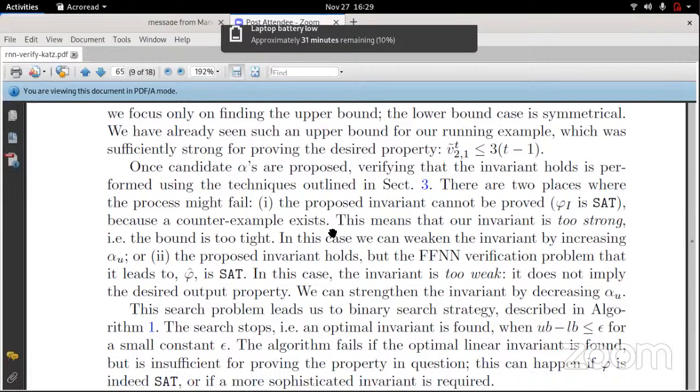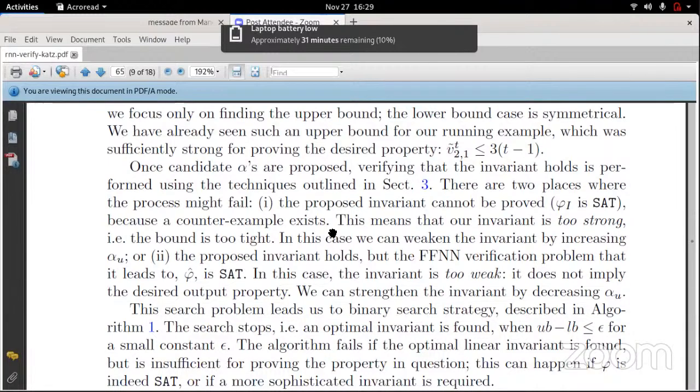It's unlikely that it will fail even for the initial case. If it fails for the initial case, you need to modify it. But suppose it succeeds the initial case and it fails only in the verification query, the feed-forward verification query that you constructed from your consecution check. So if it fails the inductiveness check, then there is a counterexample, which means that the invariant is very strong, which means that the bound is very tight, and therefore you need to relax the bound.